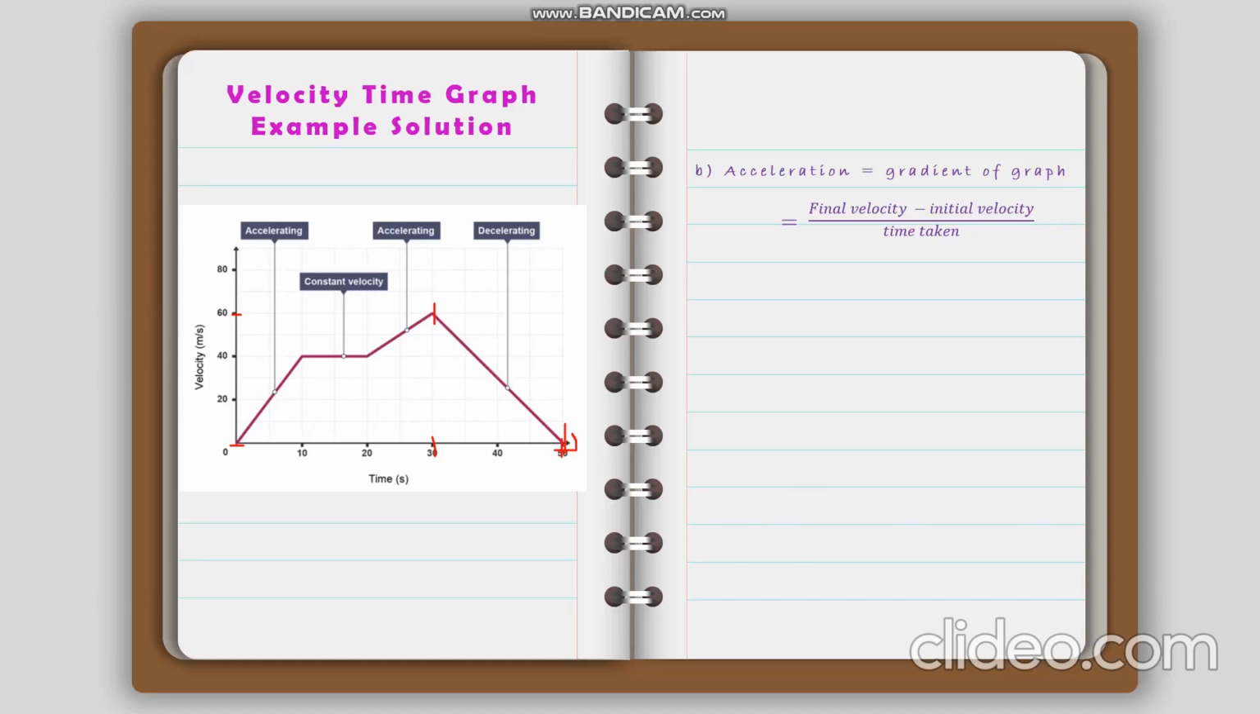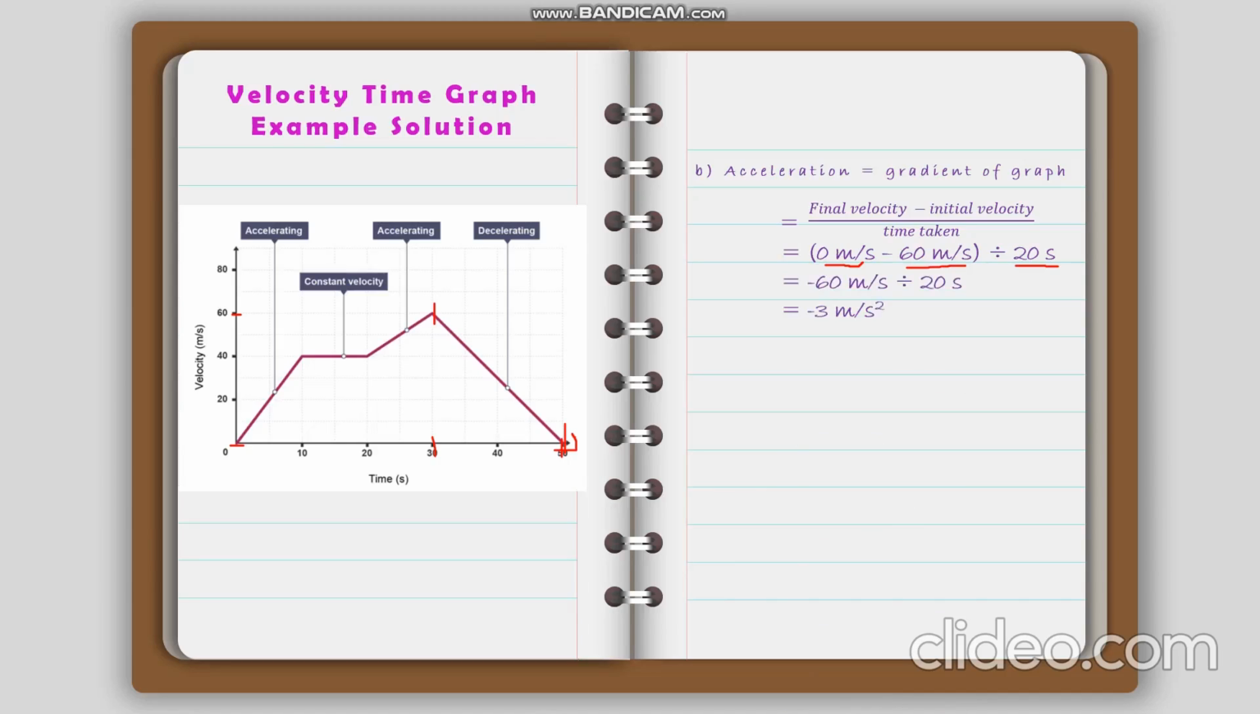So substituting the values into the equation, we have 0 meters per second, the final velocity, minus 60 meters per second, the initial velocity, divided by 20 seconds, which is the time taken to change its velocity from 60 meters per second to 0 meters per second. So working through, we get the answer to be negative 3 meters per second squared.